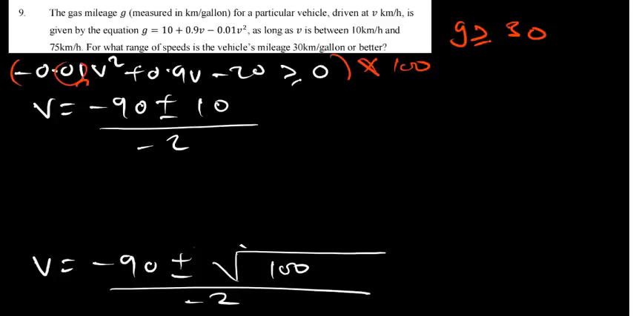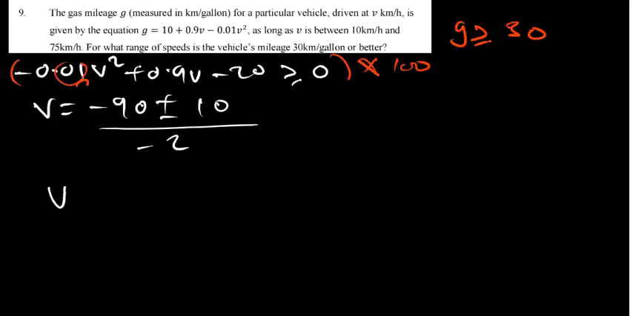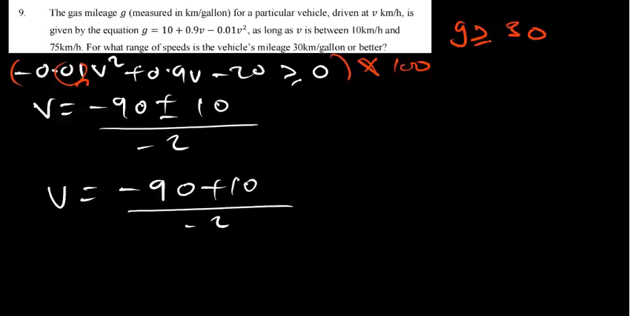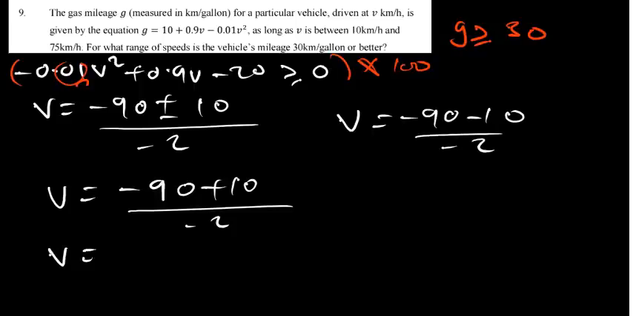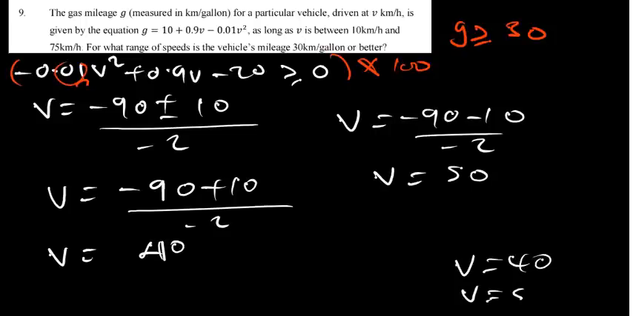So I have two values of V. I'm going to say my V will be equal to negative 90 plus 10 divided by negative 2. Another V will be negative 90 minus 10 divided by negative 2. So this is going to give me negative 80 divided by negative 2. Negative or negative will cancel, so I have 40. Then another V will be negative 100 divided by negative 2, which is going to be 50, right? So I have V equal to 40 and V equal to 50. So now these are my critical points.